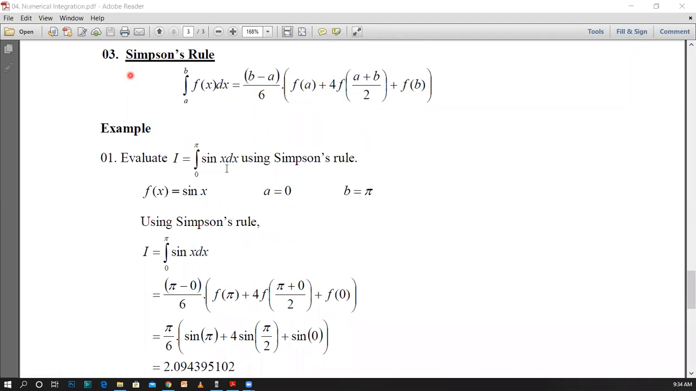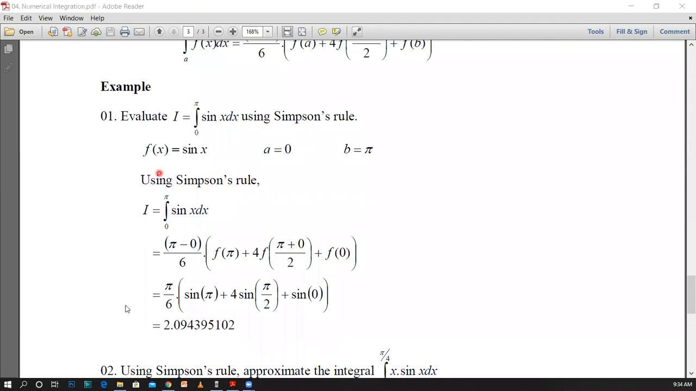If you compare these three methods, you can see that the Simpson method is a much better approximation technique to find the integral of a function using a numerical method.